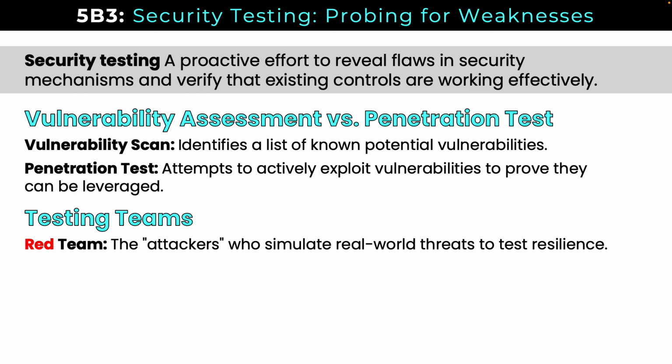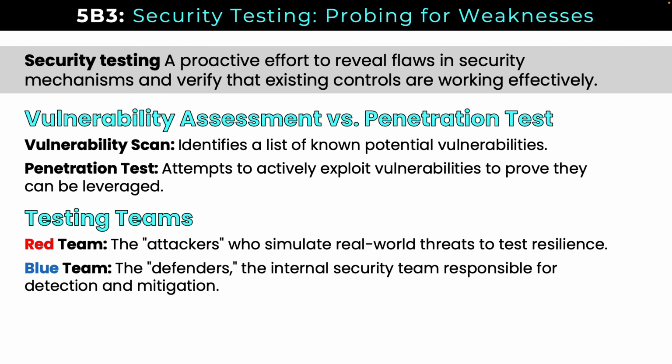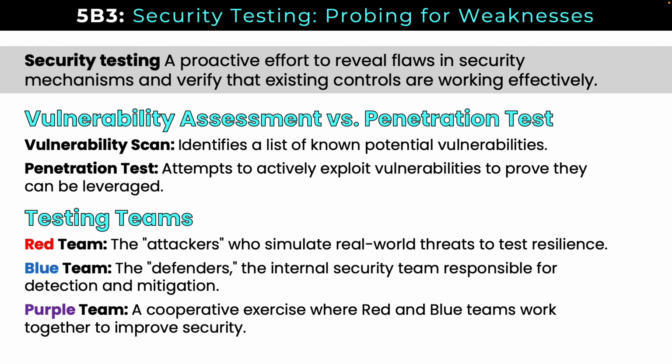You have the red team. This is offense. These are the attackers who simulate real-world threats to test resilience. There's the blue team, defense, the defenders, the internal security team responsible for detection and mitigation. And then we have the purple team, so named because red and blue, when mixed together, create purple. A cooperative exercise where the red and blue teams work together to improve security. So the purple team is process improvement.